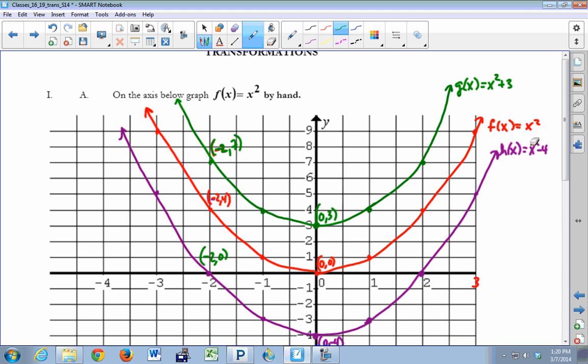So the first problem that you have is to graph by hand the function f of x equals x squared. Many of you will recognize f of x equals x squared as a parabola, what we call our basic parabola. In our transformation sections, we're going to refer to this basic graph as a parent function. That's often the terminology that we use. Everything else that we do to x squared, all the changes we make to it, you can think of as offspring.